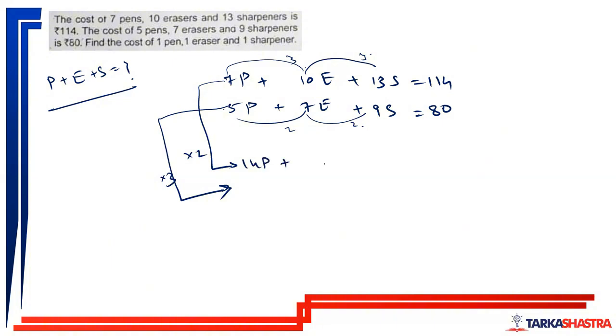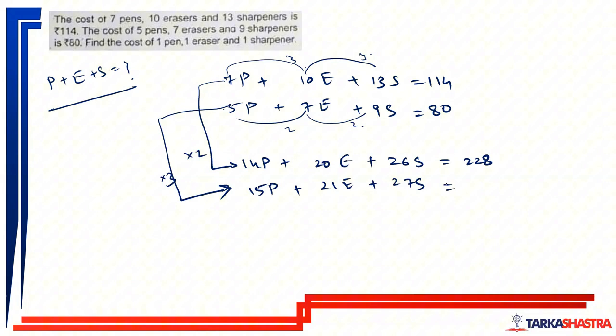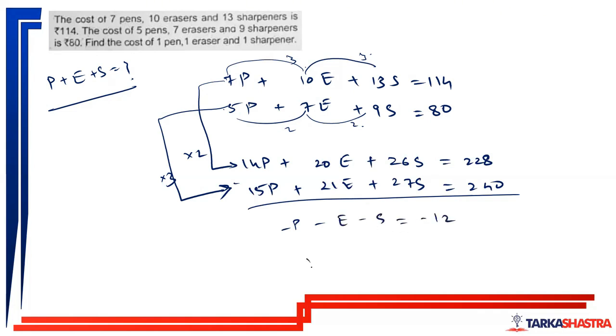So 7 pens and 10 erasers, I multiplied by 2. So 14p plus 20e plus 26s is equal to 228, and then 15p plus 21e plus 27s is equal to 240. If I subtract it, I get minus p minus e minus s is equal to minus 12, which is p plus e plus s is equal to 12. Correct. Try to understand this thing, that in this case we'll be able to find out the value of p plus e plus s only.